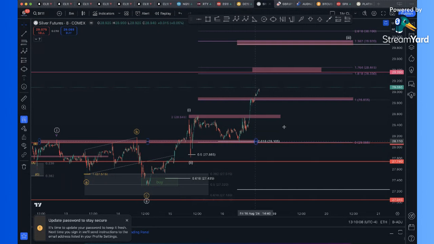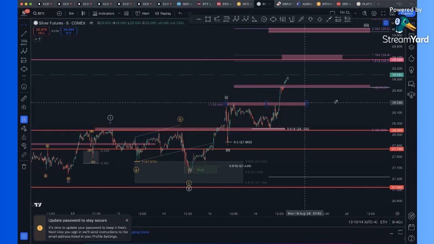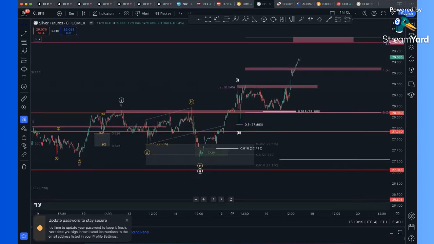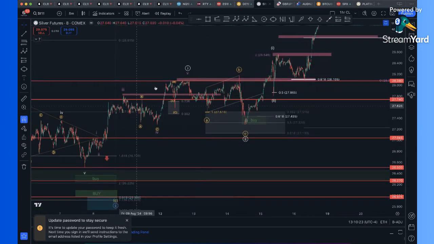All right, so here we are. We've made it up and out of this area. Silver is moving very strong. What I'm interested in showing you right now is this move up into the Monday, August 12th high. We're going to count that as 5 up for wave 1. This is a 3-wave correction.